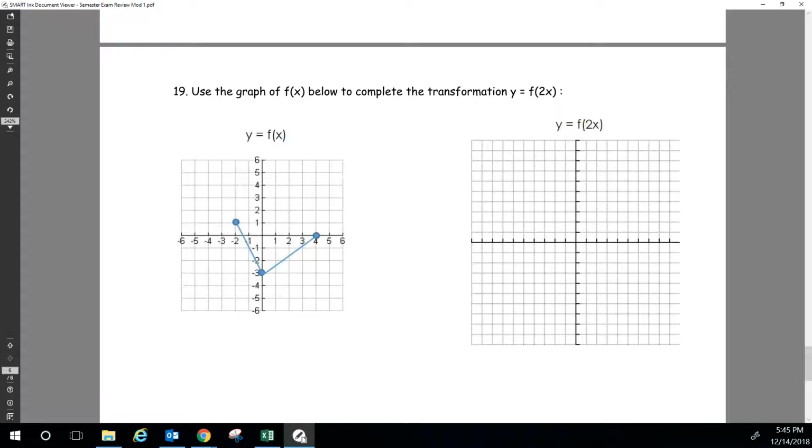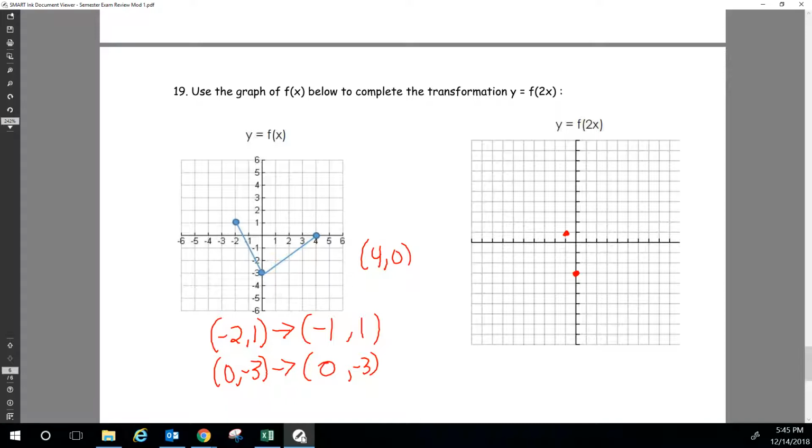So for my first point here, it's at (-2, 1). I'm not going to mess with the y, but I'm going to take the x value and divide it by 2. And so it's going to become (-1, 1). This point here is (0, -3). Again, we won't change the y value, just the x value, but 0 divided by 2 is still 0. So this stays the same at (0, -3). And then this last point over here is at (4, 0). We're going to keep the y the same, but we're going to divide the 4 by 2 and get (2, 0).